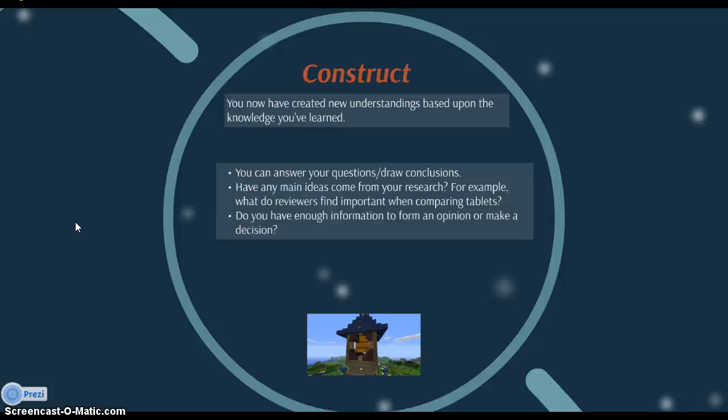Now, with this new knowledge, were you able to answer your questions and draw conclusions? Did any main ideas come from your research? For example, what did the reviewers find important when they were comparing tablets? The main ideas I noticed is that they all access the internet and can play games. So I need to make sure that I look at the price and the size, and that I think about what I'm going to use the tablet for. Was there enough information to form an opinion or to make a decision? And did the research bring up any new questions that need to be answered before a decision can be made?